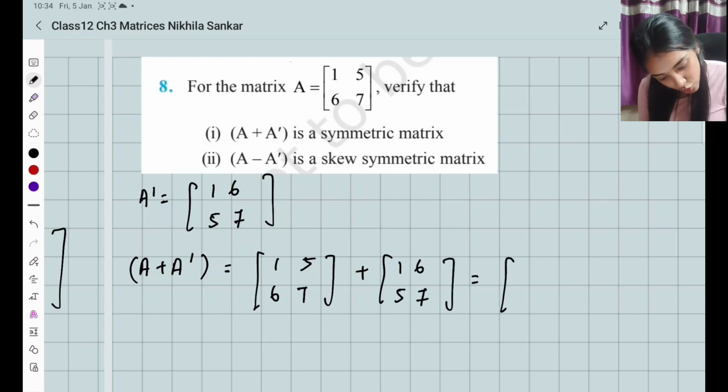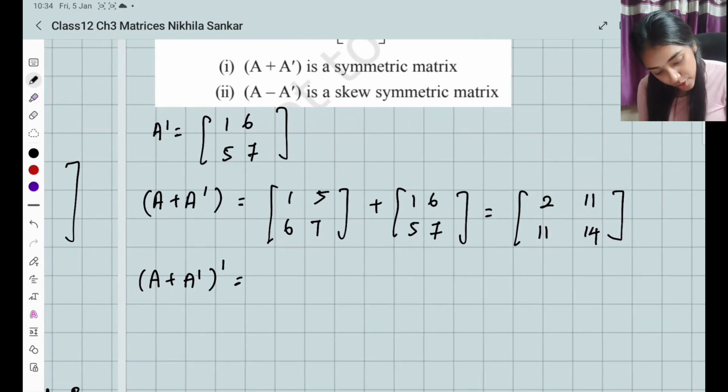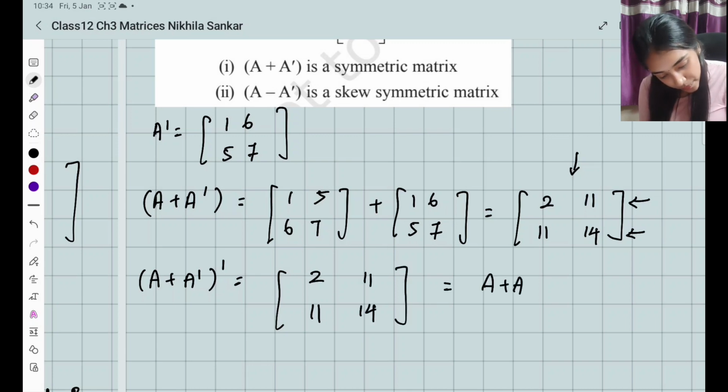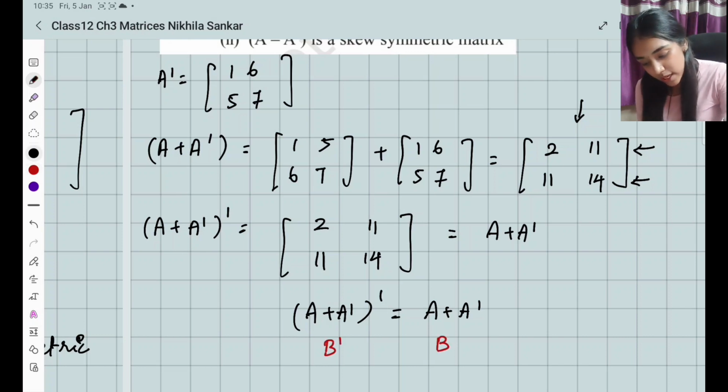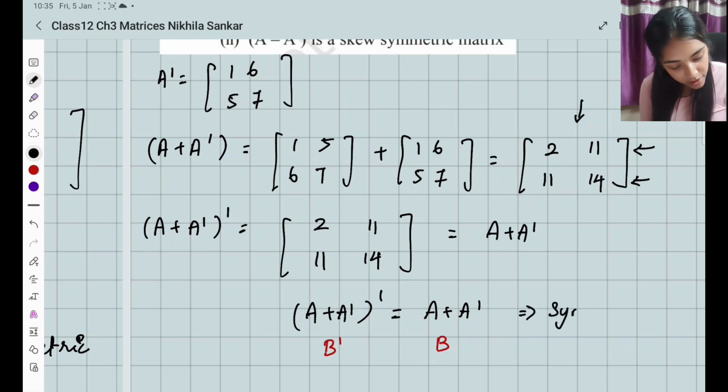So when I add these two, I'm going to have 1 plus 1, 2, 6 plus 5, 11, 6 plus 5, 11, 7 plus 7, 14. So when I do the whole transpose of A plus A transpose, what will we get? The first row becomes the first column, so 2, 11, second row becomes the second column, so 11, 14. I see that this is equal to A plus A transpose. So the whole transpose of A plus A transpose is A plus A transpose. This is basically B transpose equals B. So when both are equal, we say that this is going to be symmetric.